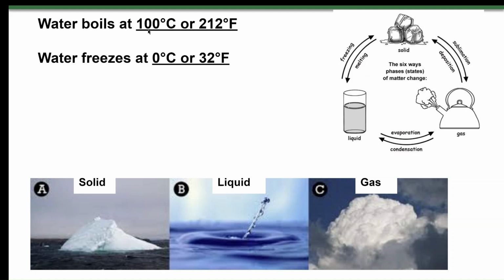We know the boiling and freezing temperatures of water in Celsius are really easy to remember. In Celsius, water boils at 100 degrees and it freezes at 0. So the Celsius scale is basically built off of water. It goes from 0 to 100, going from freezing to boiling. Now in Fahrenheit, which we're more used to, water will boil at 212 degrees Fahrenheit and freeze at 32 degrees.